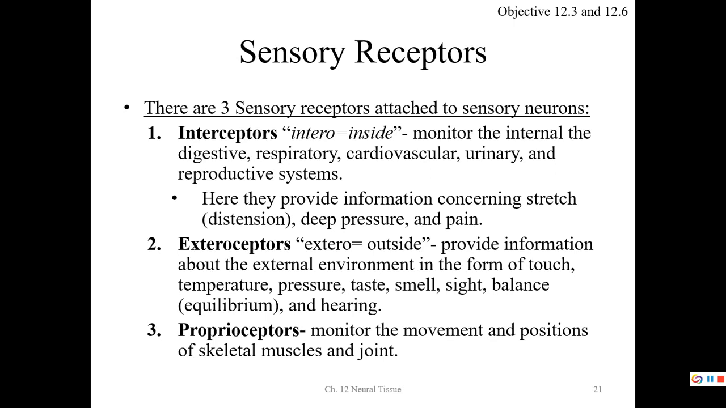Proprioception monitors your body's positions. It looks at the positions of skeletal muscles and your joints, like where are my legs, so that I don't have to look at my legs when I walk. When I dance, I know where my legs are.